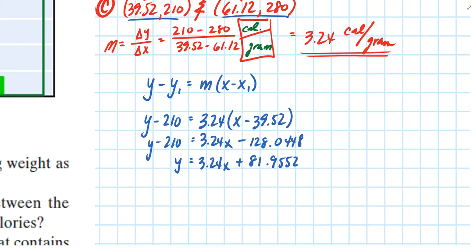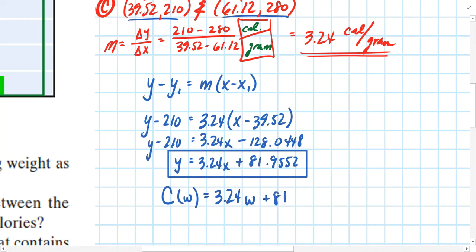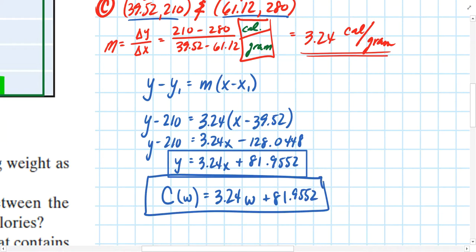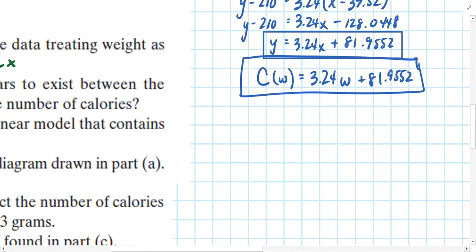And our resulting equation down here is in slope-intercept form. Now, if we were to use function notation, we might write something like this. The calories, dependent upon the weight of the candy bar, is equal to 3.24W plus 81.9552. Essentially, the two equations mean the same thing, but with function notation, we would choose letters appropriately to act as an abbreviation.